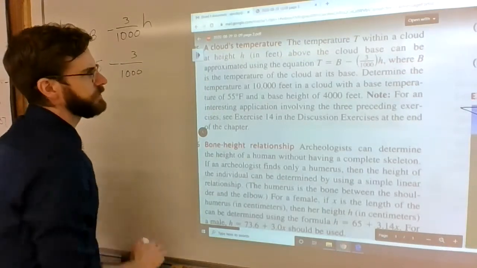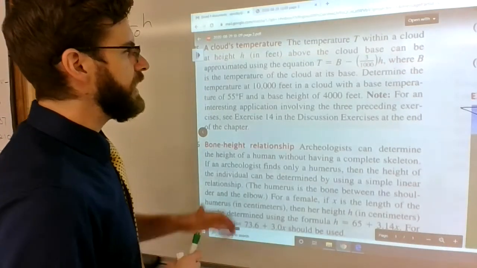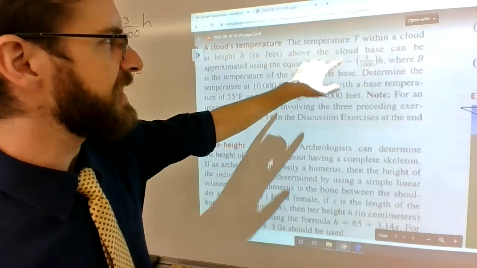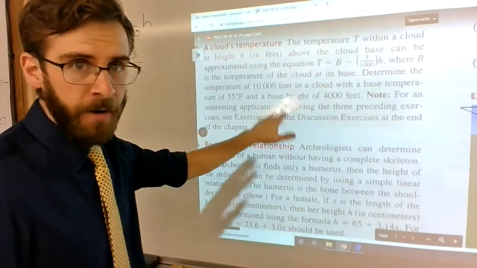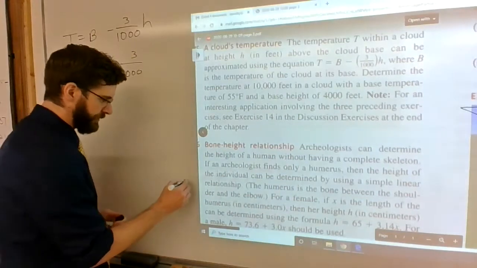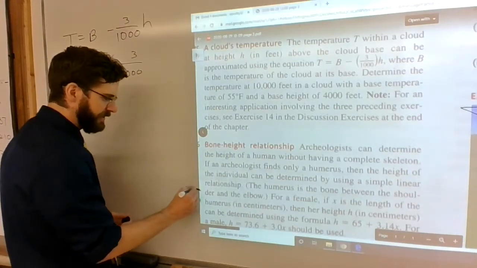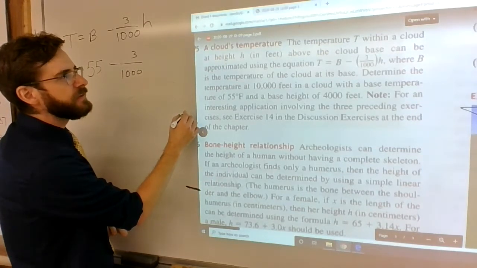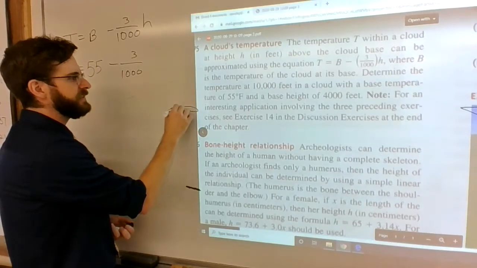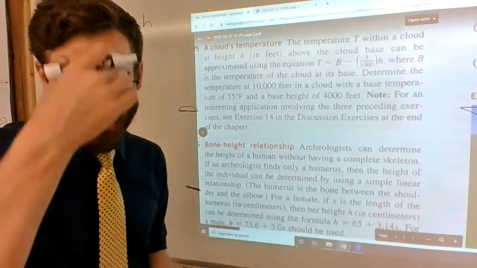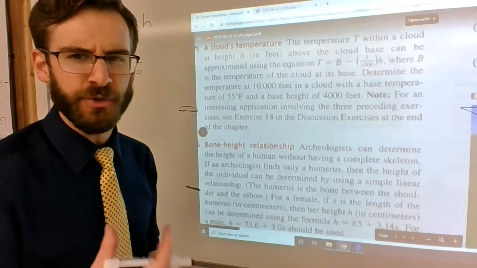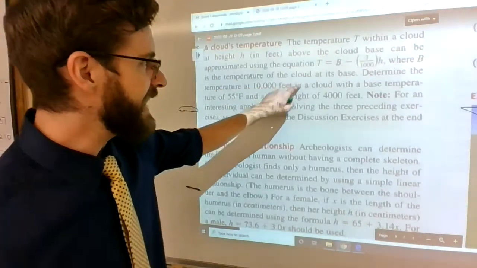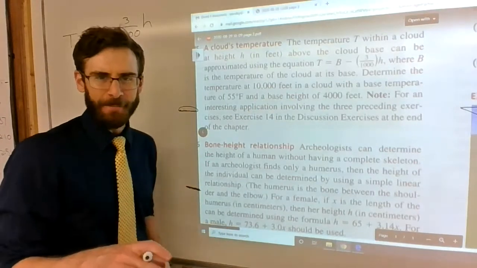Let's rethink this. h represents the height above the cloud base. The height above the cloud base. So let's just do a little drawing. Let's just say, here's a cloud base. Is this where the cloud is? I'm sorry. I know what to do next. I'm struggling to kind of visualize the situation at the moment. Determine the temperature at 10,000 feet in a cloud. All right. I got my bearings.